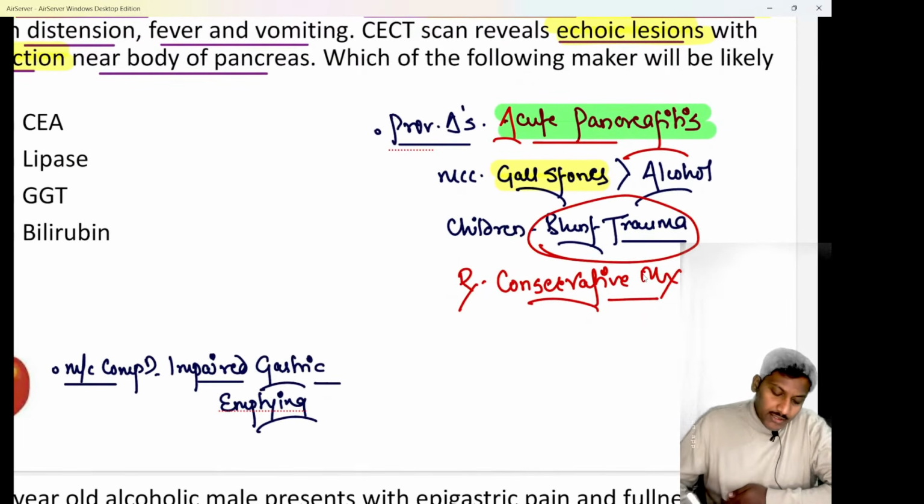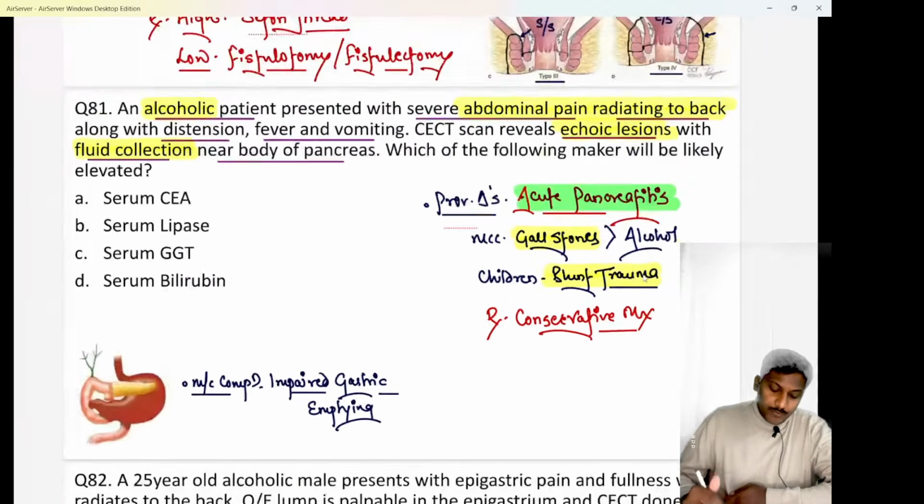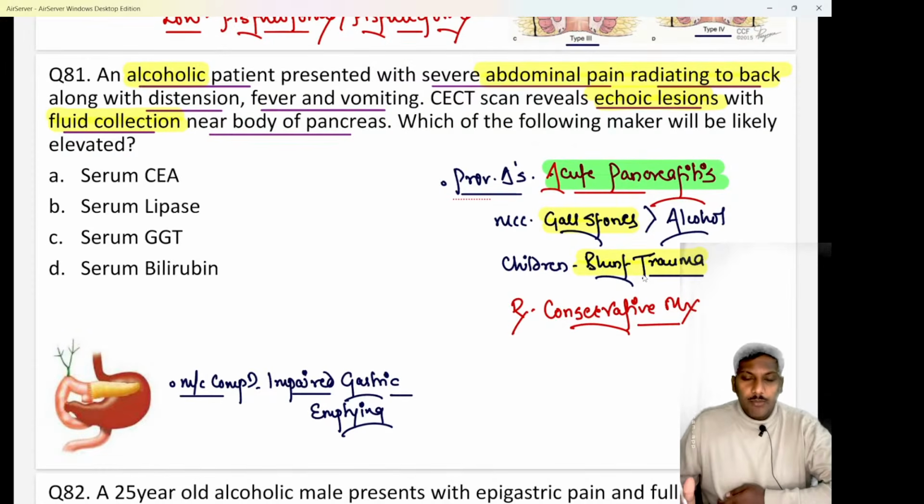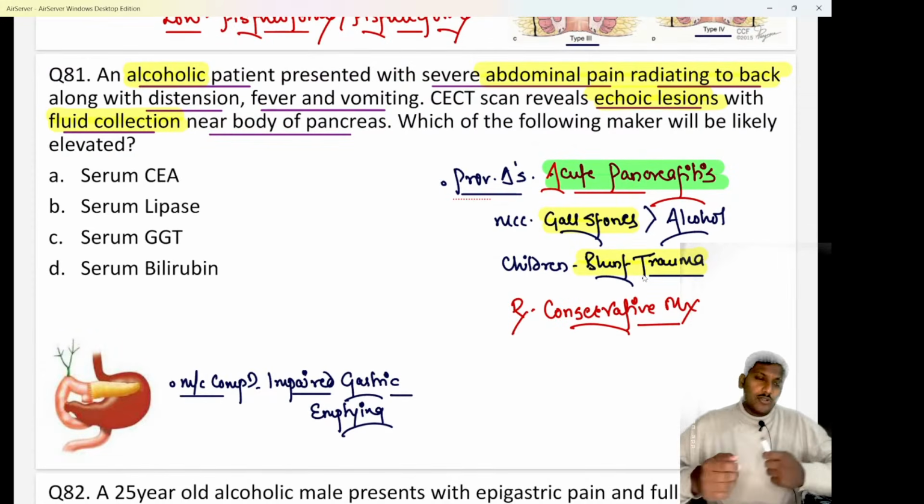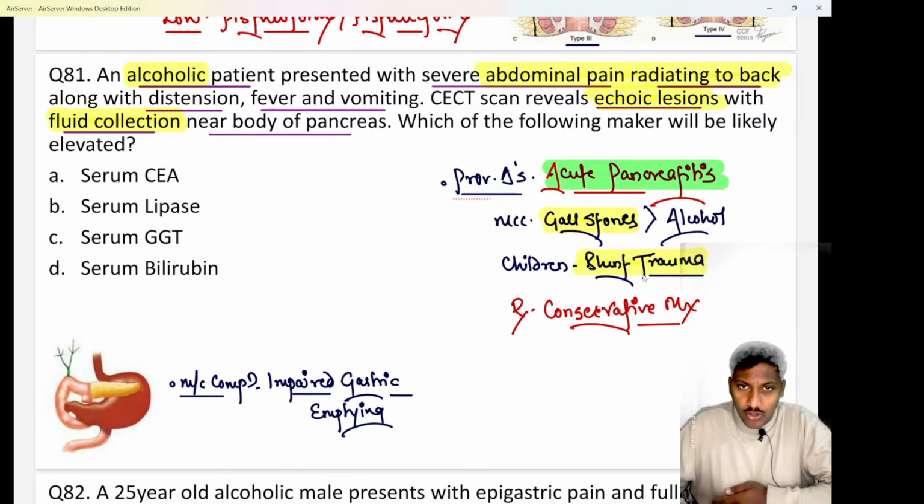Remember. In cases of children, this was another PYQ. In children, what is the leading cause for acute pancreatitis? We know it is blunt trauma. Blunt abdominal trauma due to bicycle handle injuries is the leading cause for acute pancreatitis in children. That was a PYQ one liner.